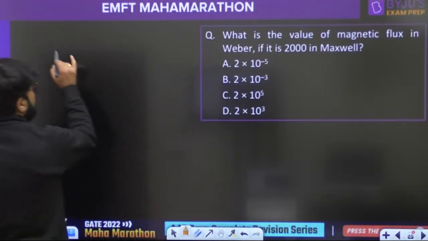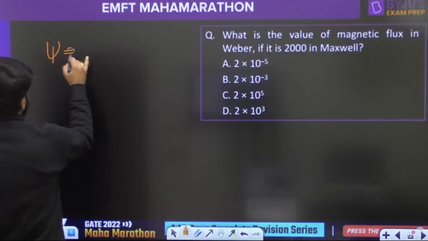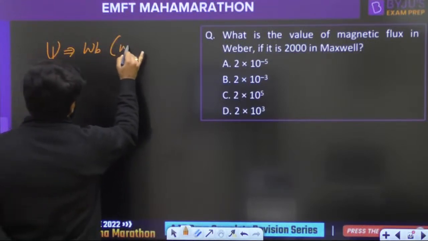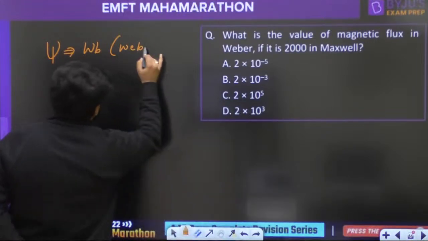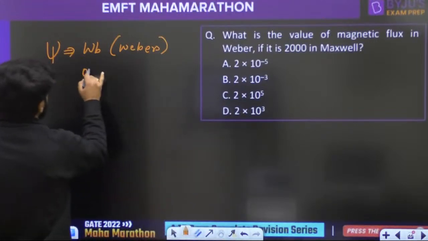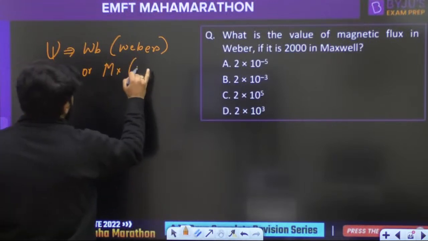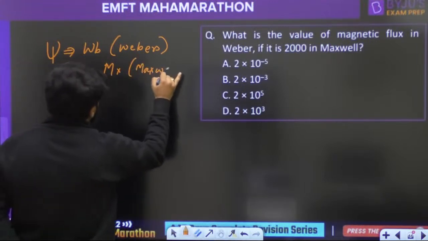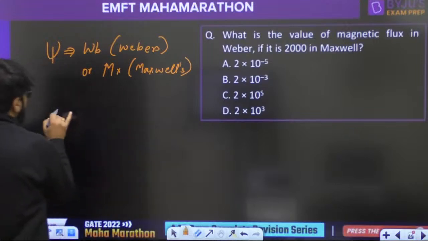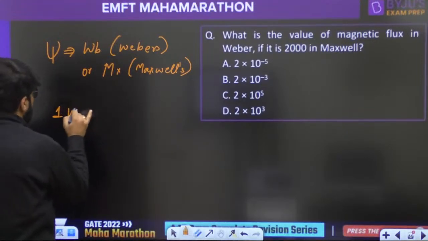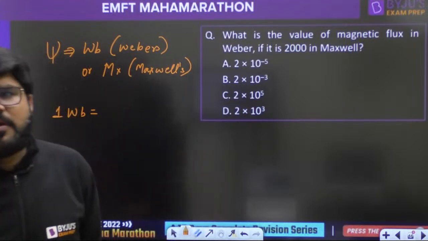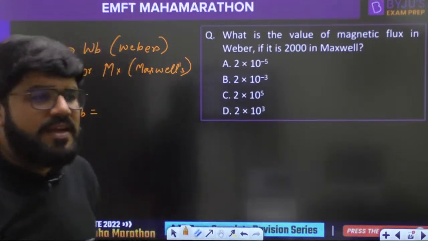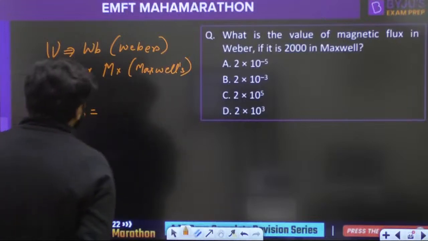So there are two units of flux. As I told you, flux is measured in Wb, which is known as the Weber. I was mentioning there will be one more unit that I will discuss, the mx, which is known as the Maxwell. What is 1 Weber? Forget this question. What is 1 Weber equal to? Can anyone say? 1 Weber of flux is equal to how much in Maxwells?